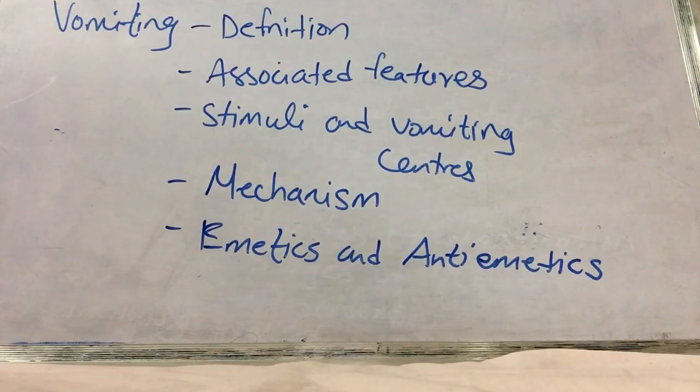So in the topic vomiting we'll talk about the definition of vomiting, the associated features, stimuli and vomiting centers, and mechanism of vomiting, and lastly emetics and antiemetics. Emetics are the drugs which induce vomiting, whereas antiemetics are used to prevent or to treat vomitings.